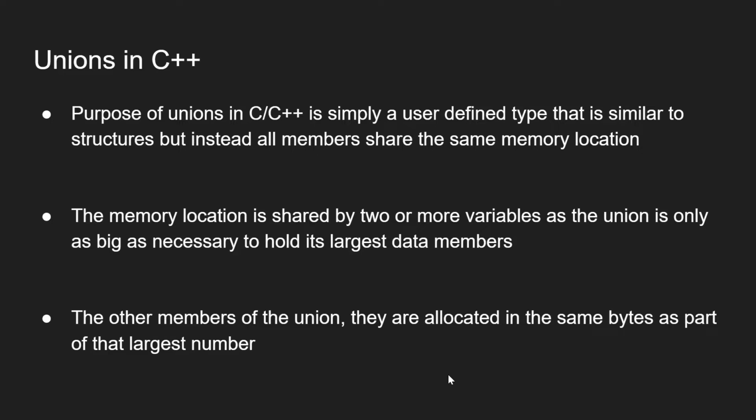The purpose of unions in C and C++ is simply a user-defined type that is similar to structures, but instead all of the members inside a union share the same memory location. So the memory location is shared by two or more variables, as the union is only as big as necessary to hold its largest data member. The other members of the union are allocated in the same bytes as part of that largest member.